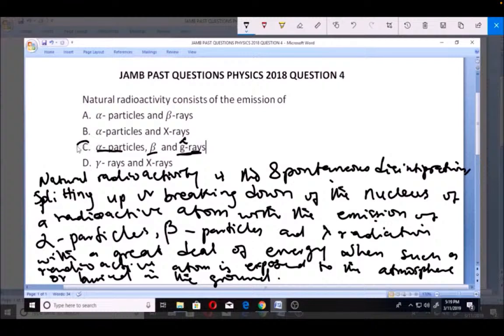So that makes the option that has the complete specification of all the particles that are emitted, alpha, beta and gamma rays. Those are the things that are given out or emitted. Those are the emissions during natural radioactivity, which is the spontaneous decay or spontaneous disintegration of the nucleus of a radioactive atom. So C is the right answer, and this is the complete definition of natural radioactivity.